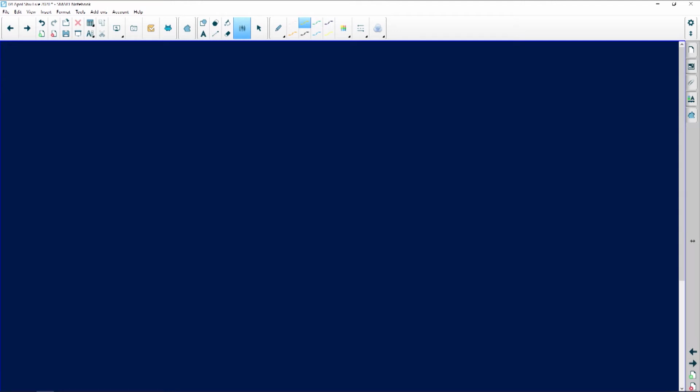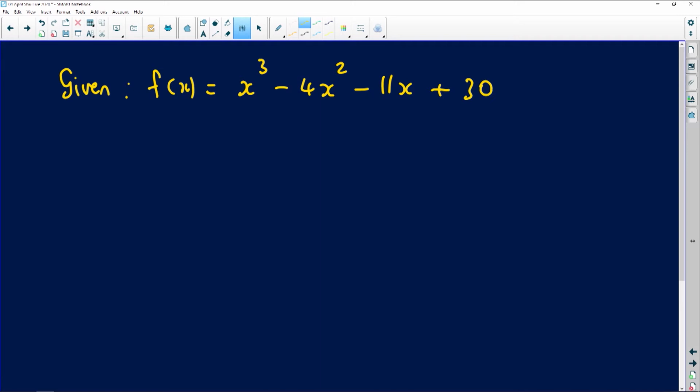So it reads as follows. We are given the legend, right? We are given a graph of f of x, which is given by f of x equals x to the power of 3 minus 4x to the power of 2 minus 11x plus 30. So this is the function that we're given, which happens to be a function of x.